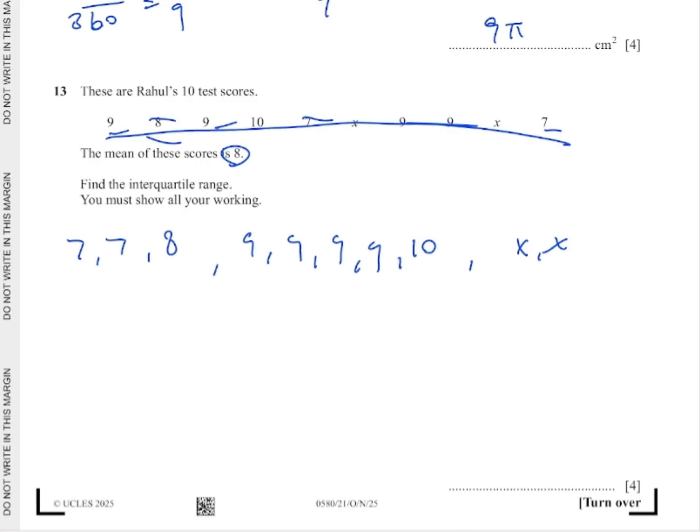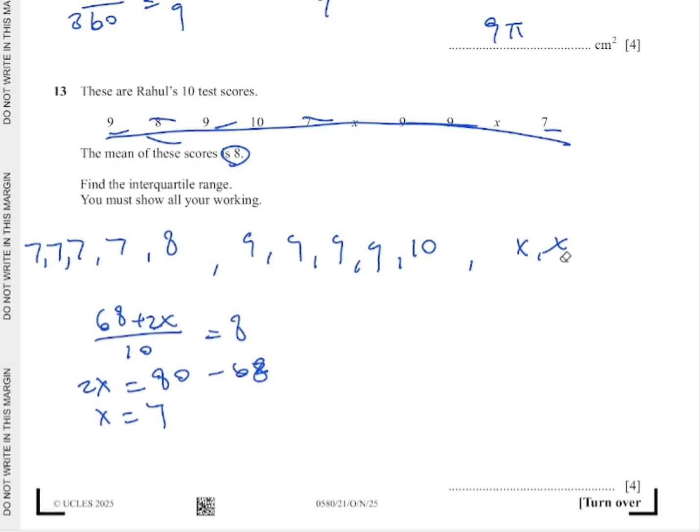36 plus 22 is 58. 58 plus 10 is 68. So 68 plus 2x over 10 equals 8. Well, we get 2x equals 80 minus 68. So x equals 6. So it will become 7, 7, and the rest stays where it is.